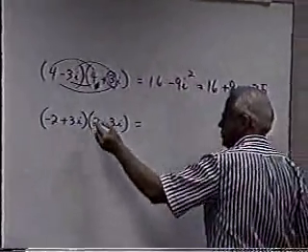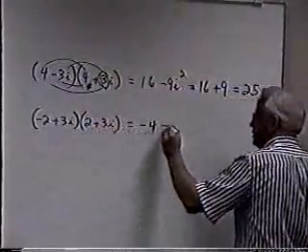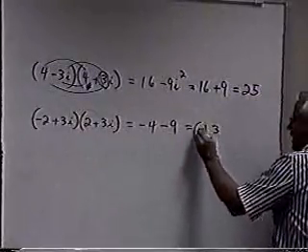Multiply the first times the first is a minus 4. The last times the last is a minus 9. So we get a minus 13.